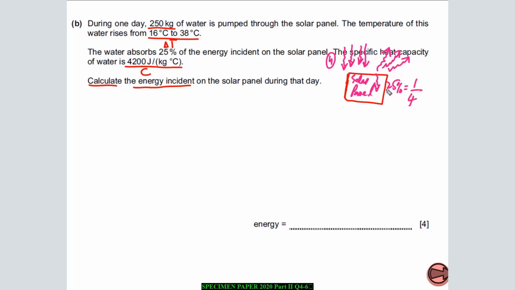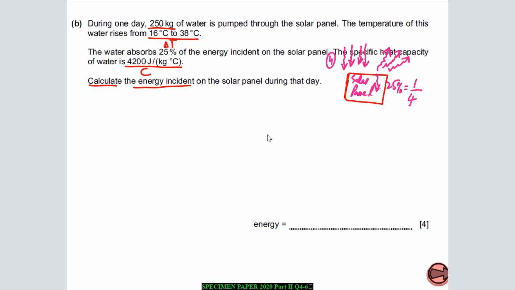Now this is very important, because this is a common problem for many students when finding the energy incident. They can find out how much energy is absorbed by the water, but sometimes they just get stuck. They don't know what's going on. So if you have this idea and look at this diagram, you will be quite confident to answer this question.